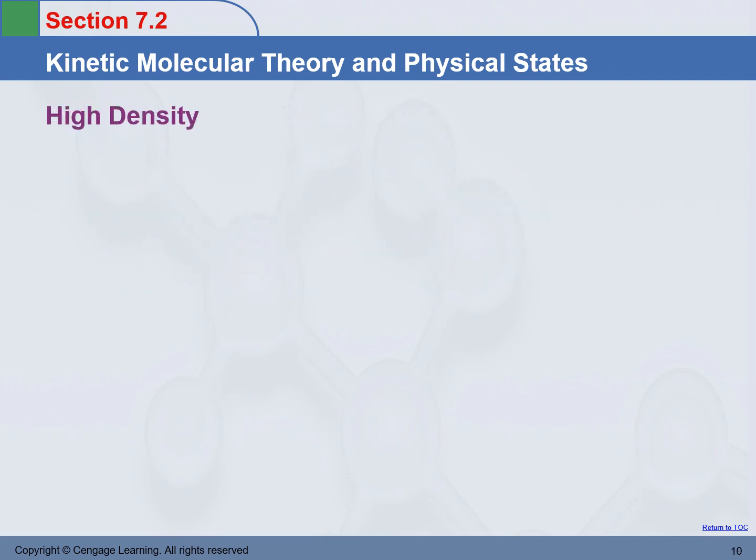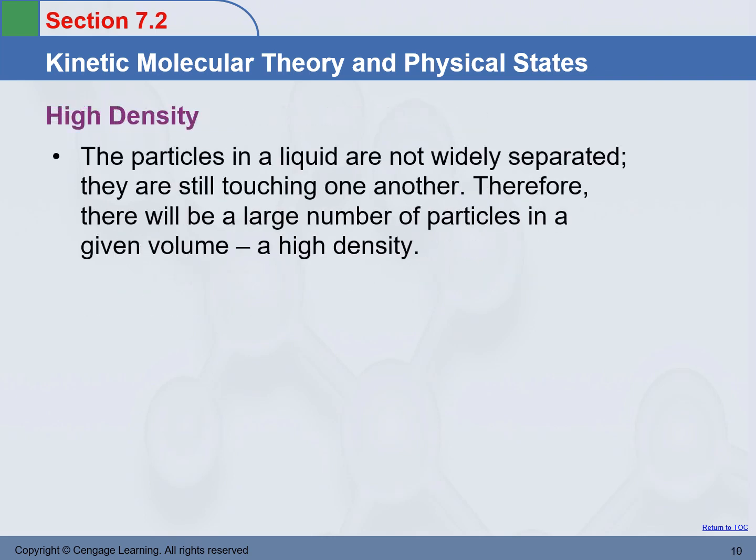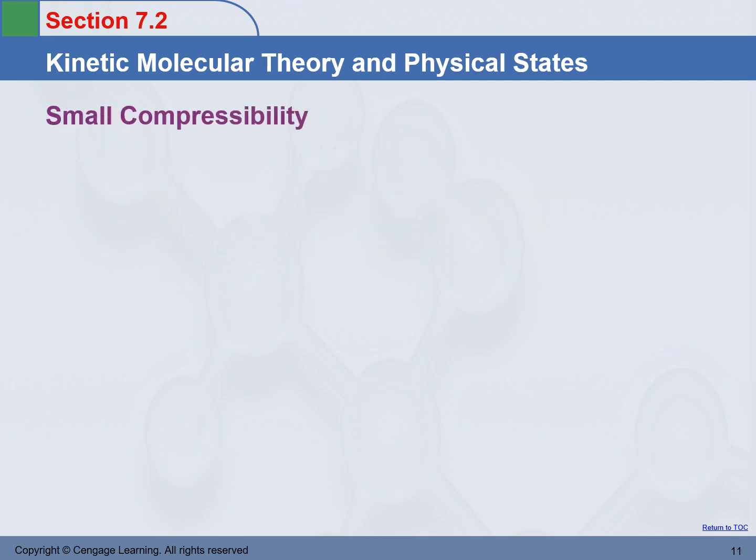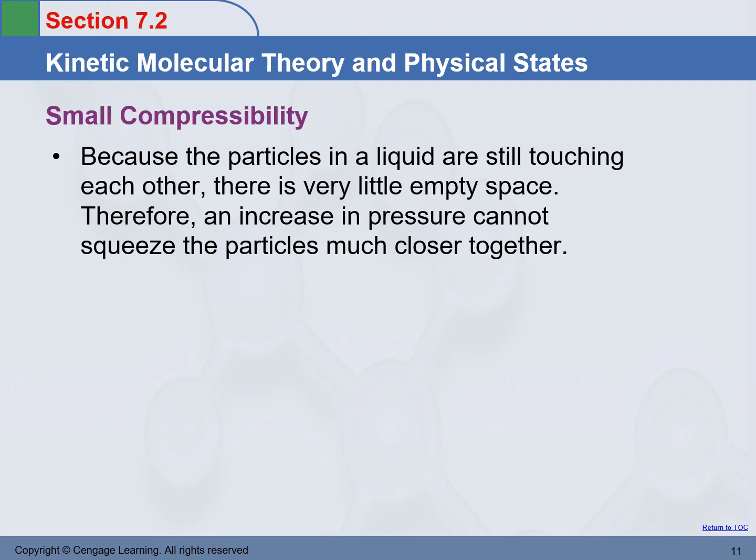High density, still, because the particles are very close to each other. As a result, you have a greater amount of particles within a given volume, so still high density in liquid. Small compressibility, again, because the particles are still relatively close to each other. There's very limited space in between for you to compress them. So small compressibility.